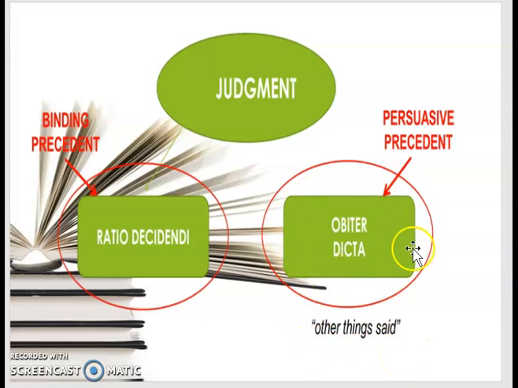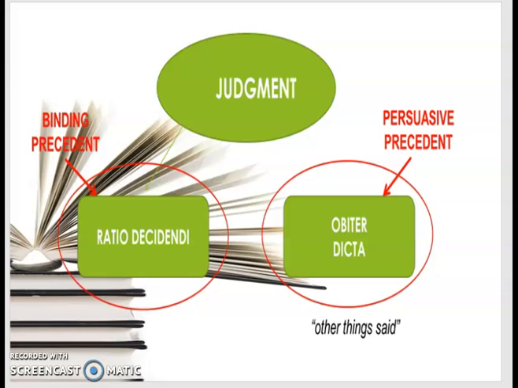Now, this bit doesn't have to be followed, but a judge may choose to follow it in a future case if they want to. So what we're saying is you have to follow this bit, the ratio, that's why we memorise it, and you might choose to follow this bit. And that's why it's called persuasive. You don't have to follow it, but you might be persuaded to. And to illustrate how this works, I'm going to show a couple of case examples on the next slide for you.